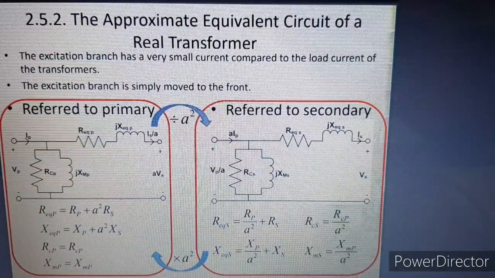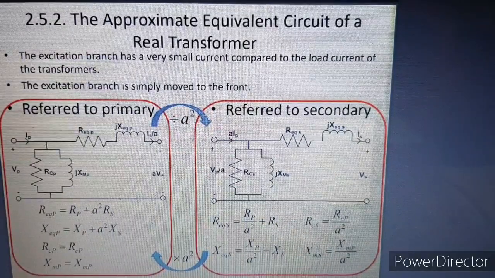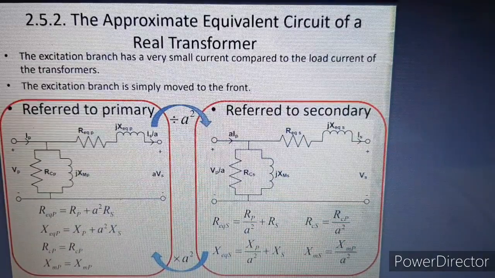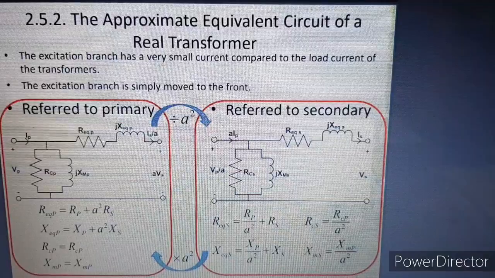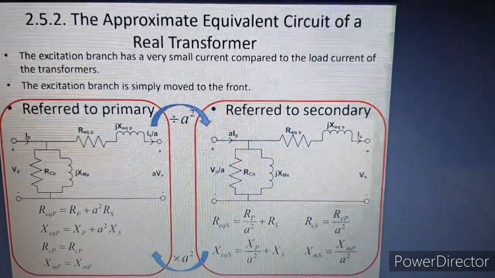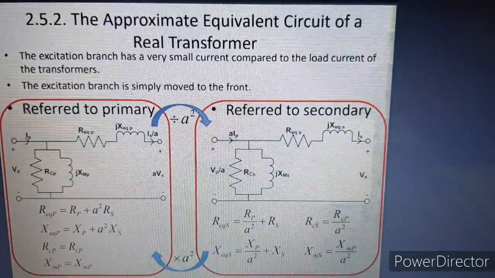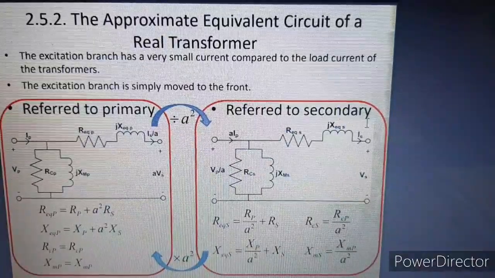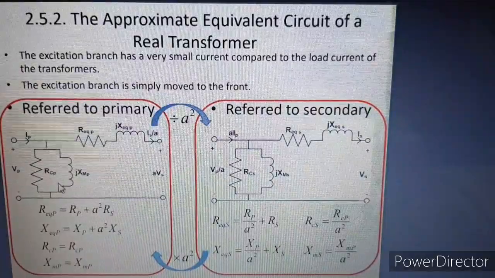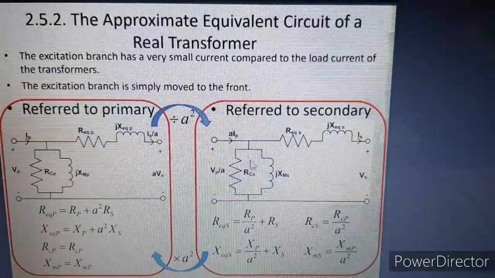So this is the second video for the second chapter, that is single phase transformer EPO244. During our previous lecture, the first part of transformer, we have already learned how to get the parameters of the approximate equivalent circuit of a transformer, whether it's referred to primary or referred to secondary. So we have learned how to get RCP, XMP, R equivalent P, X equivalent P, and also for secondary.